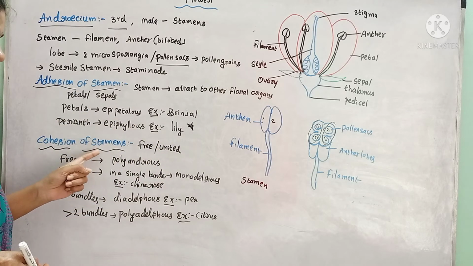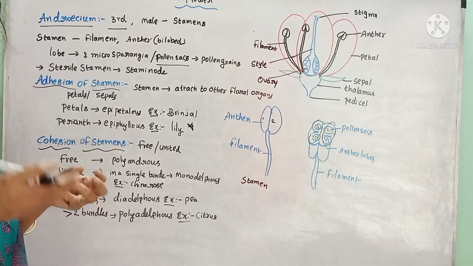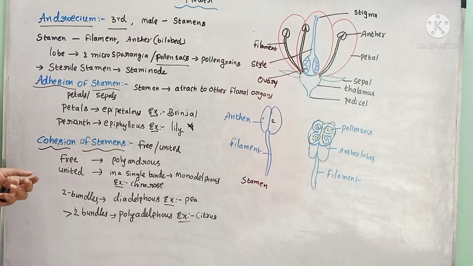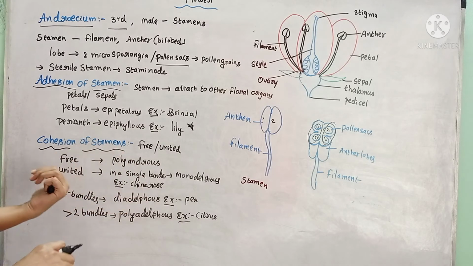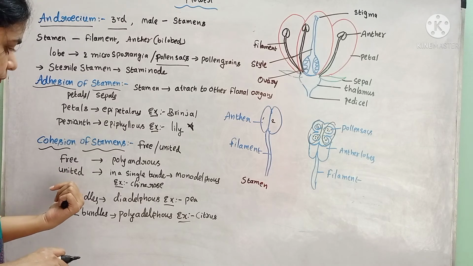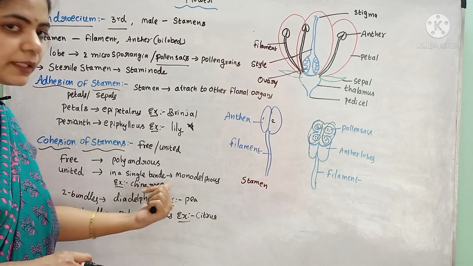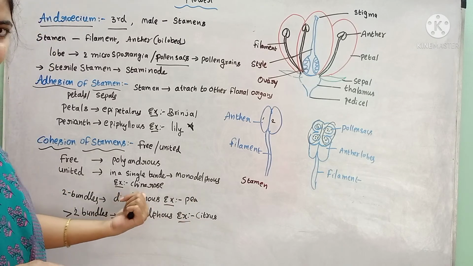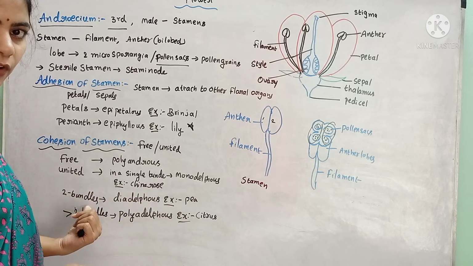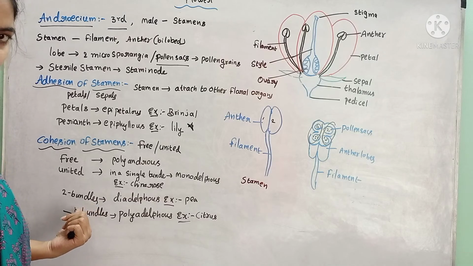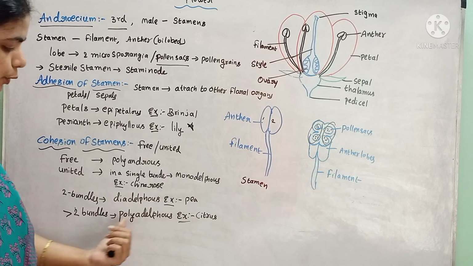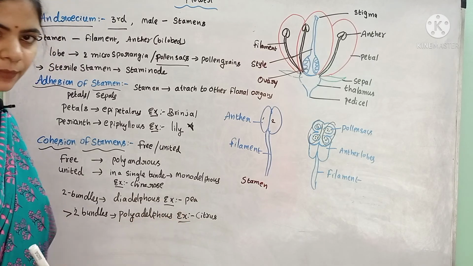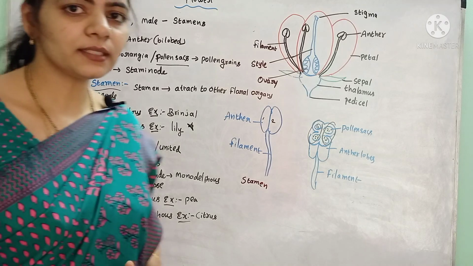We see the cohesion of stamens, that is whether the stamens are free or united. If the stamens are free, they are called polyandrous, and if they are united in the form of a single bundle, they are called monoadelphous, example China rose. If they form two bundles, they are called diadelphous, example pea. If they form more than two bundles, they are called polyadelphous, example citrus. So next part is the gynoecium.